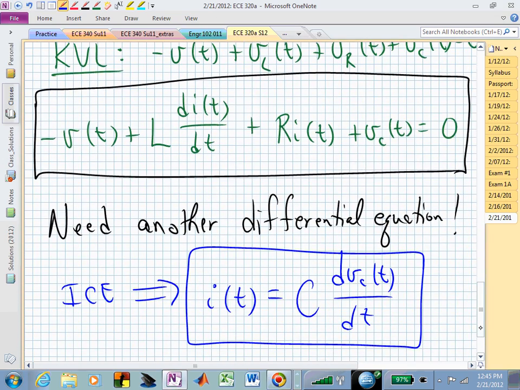Suppose somebody says, I didn't want two coupled first-order differential equations. I wanted a second-order differential equation. Well, you have it, and you can now provide that to them with these two. The way to do that is simply to replace everywhere in the top equation this expression for the inductor current, or the capacitor current, or the resistor current, and you will end up with a single second-order differential equation.